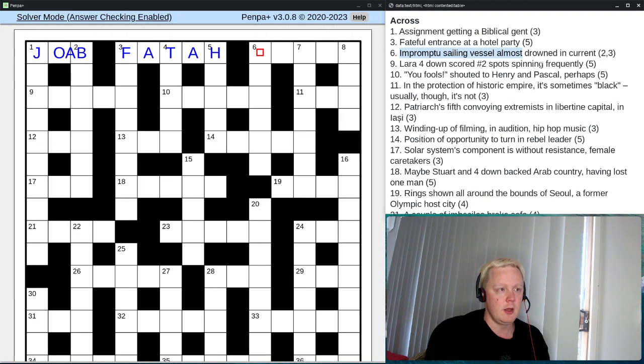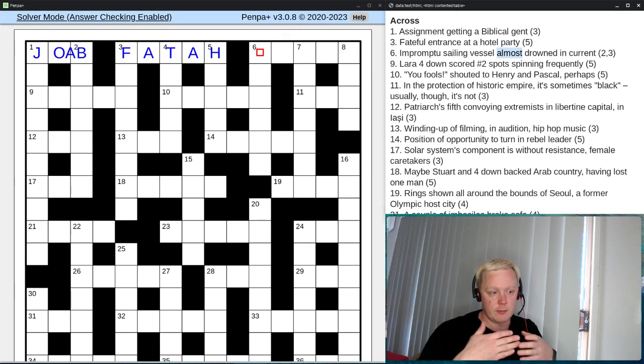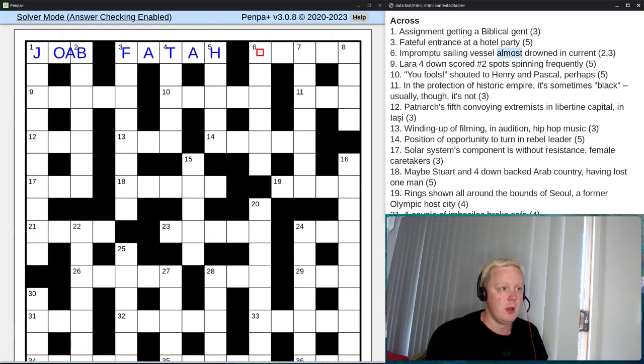Impromptu sailing vessel almost drowned in current. Something drowned in can be inside the other thing. Almost pretty often means take the last letter out. So spell the word almost entirely. So we take a word for sailing vessel and we take the last letter out.